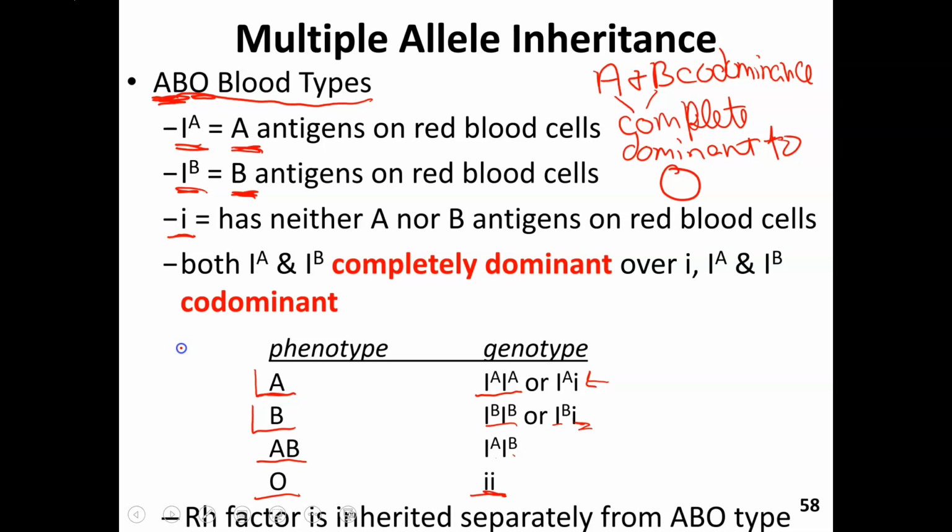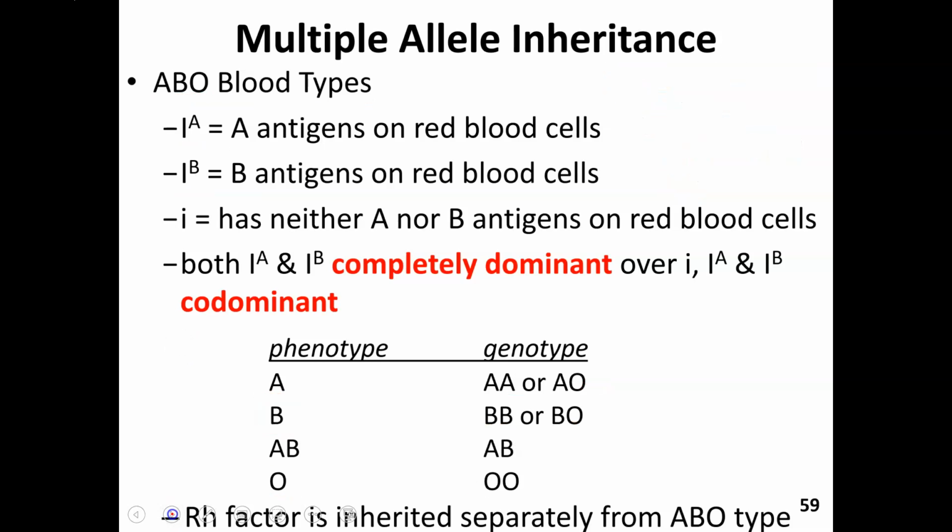So the way I typically write it is like this, just because I think it's easier. If you're type A, you either have 2 A alleles or you have an A and an O allele. If you're type B, you have 2 B alleles or you have a B and an O allele. If you're AB, you have a type A and a type B allele. That's the only way. O, then you have to have O.